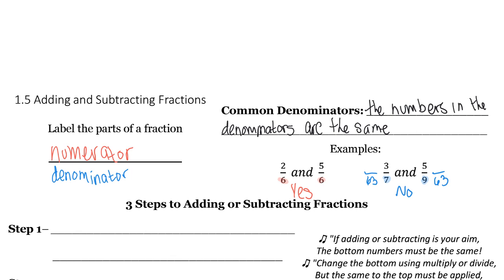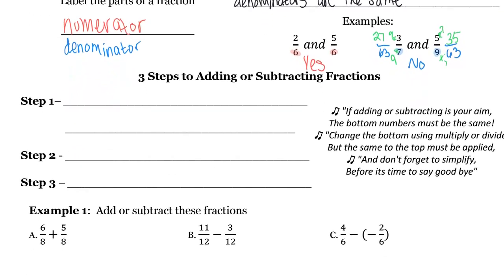And how do I do that? Well, I do 7 times 9. What I do to the denominator, I have to do to the numerator. So it's 9 times 3, 27. So 3/7 becomes 27/63. Okay? And 9 times what gives us 63? 9 times 7. Again, what we do to the bottom, we have to do to the top. So 9 times 7, 63. That checks out. 5 times 7 is 35. Okay, now do we have common denominators? Yes. All right, so let's start adding and subtracting fractions.